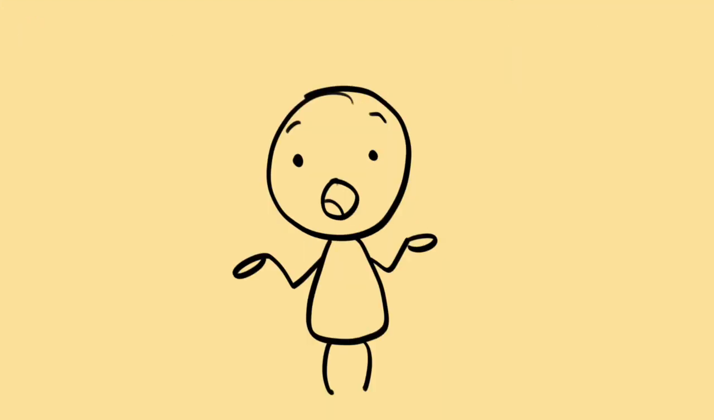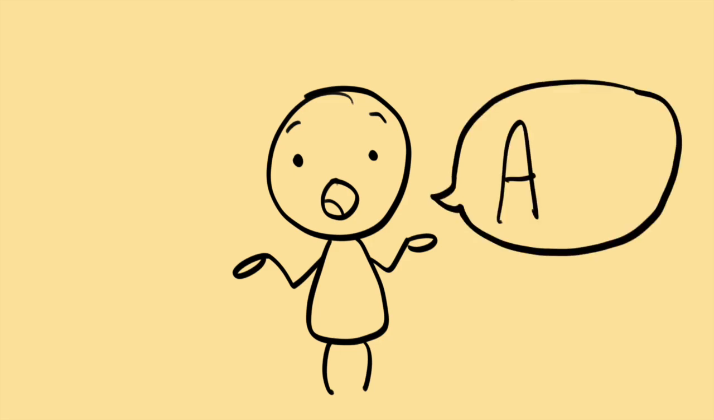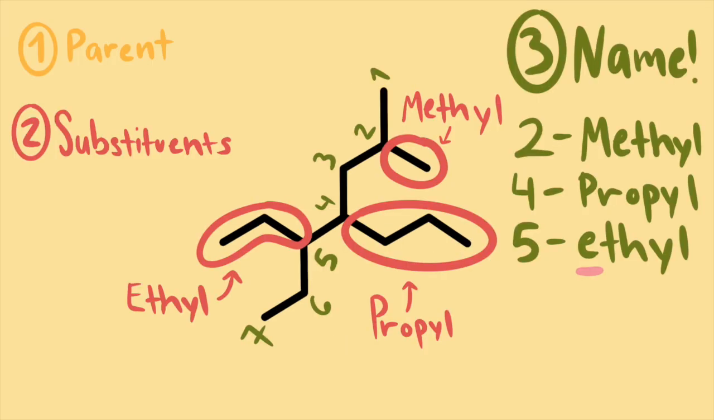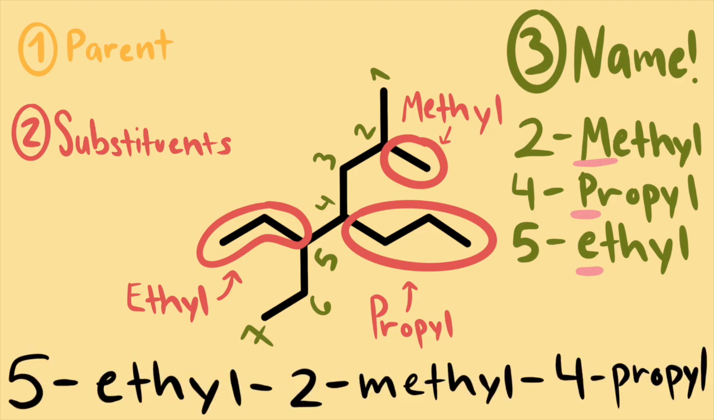When naming the final compound, you can't just put the substituents in random order. They have to be put in alphabetical order. 5-ethyl is going to come first because E comes before M, which comes before P in the alphabet. So in the correct order, they're going to be 5-ethyl, 2-methyl, 4-propyl. Also, when you're doing this, make sure to always put a hyphen between a number and a letter.